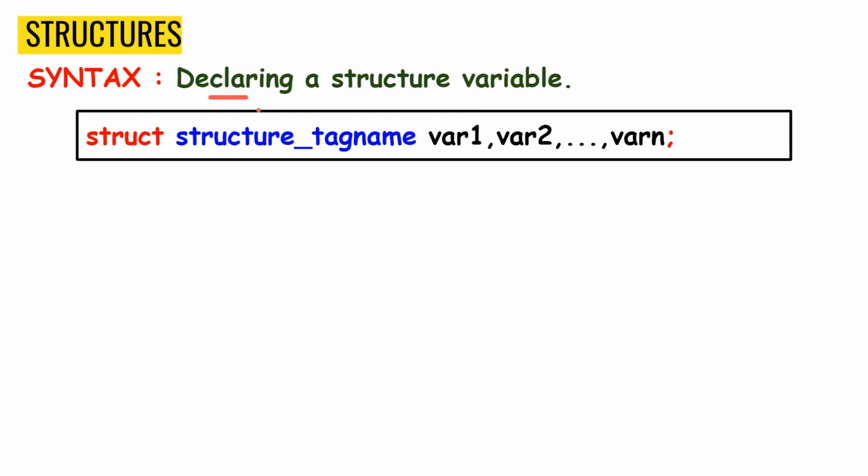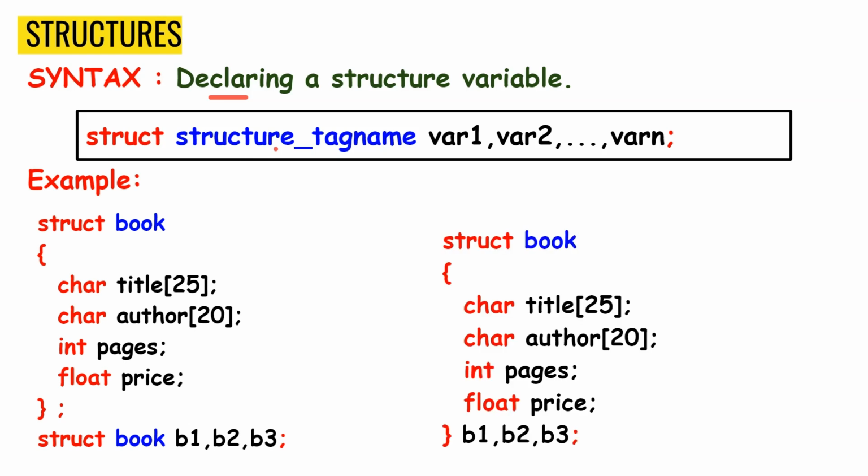Variables of the created structure type can be declared either at the time of structure definition or after the structure definition. The amount of memory space allocated to it is equal to the sum of the memory space required by all of its members. We'll see what is the syntax, and we'll see one example and how memory space is allocated.